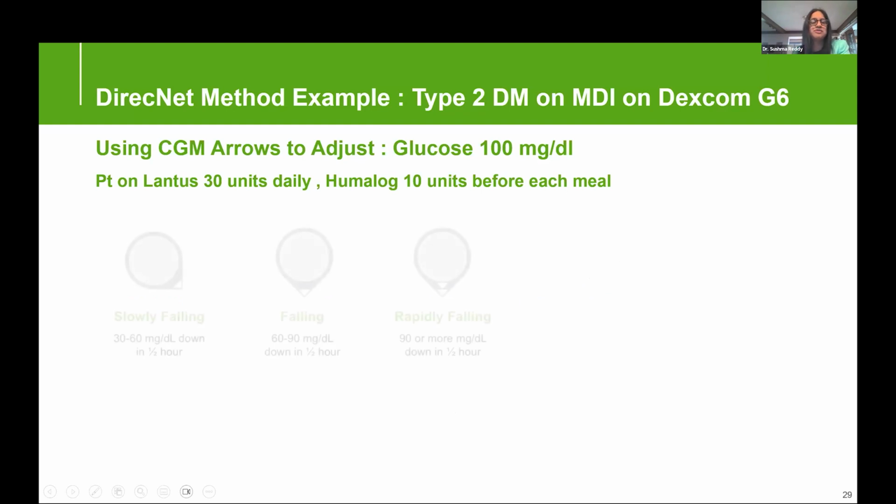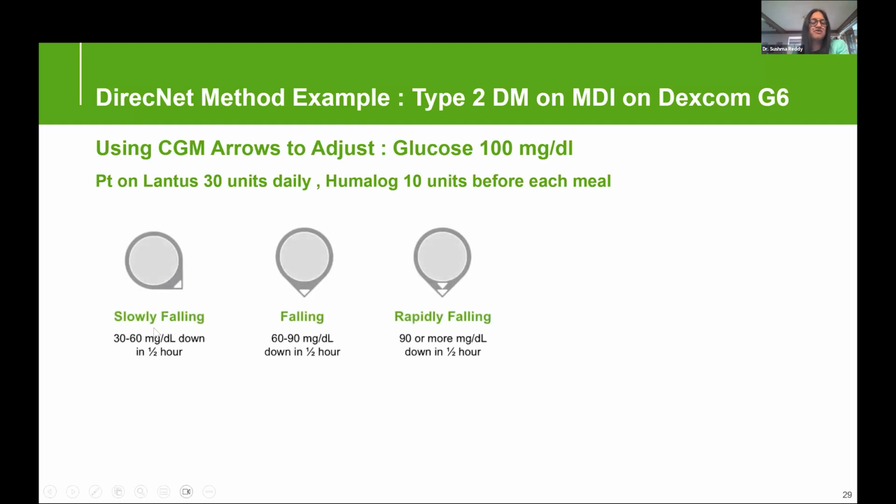Okay, so let's go to this patient now. It is slowly falling. So how much insulin would he take? Go ahead and put it into the chat. 9. Awesome. You are going to be pros when you're done. How about for these two now? If it's falling or rapidly falling, what would this patient take? 8. Perfect. Yep, so that's what this patient would take.